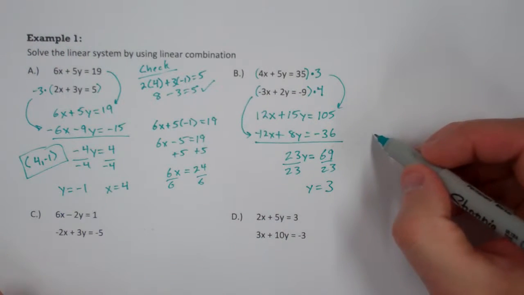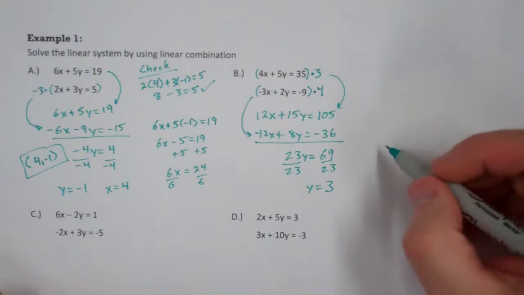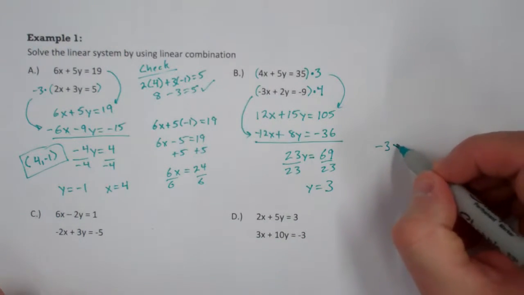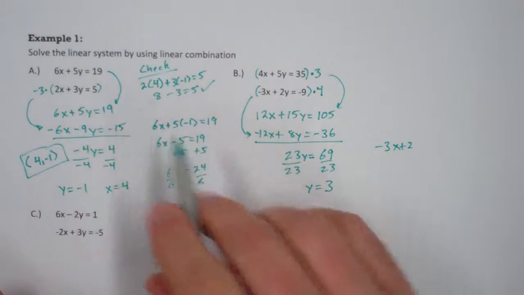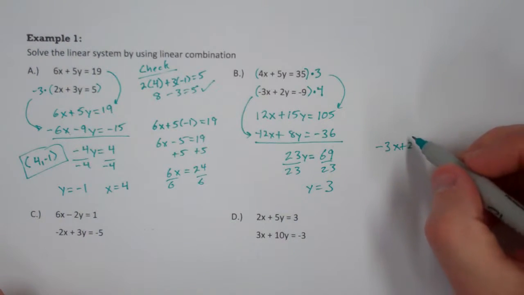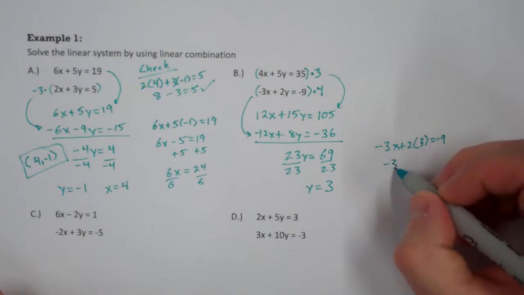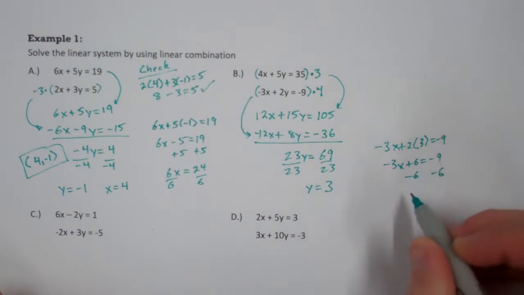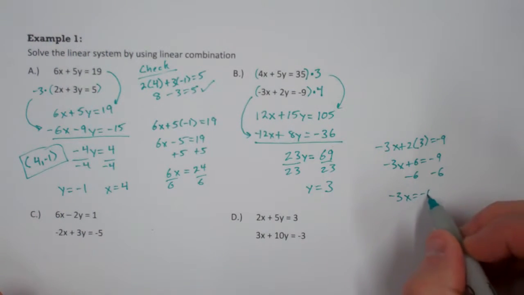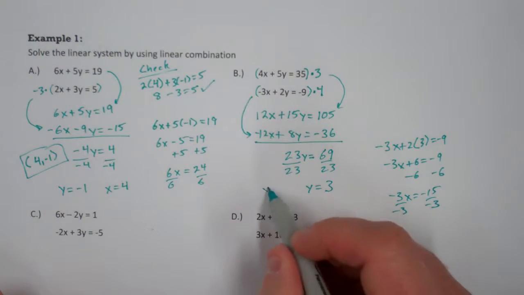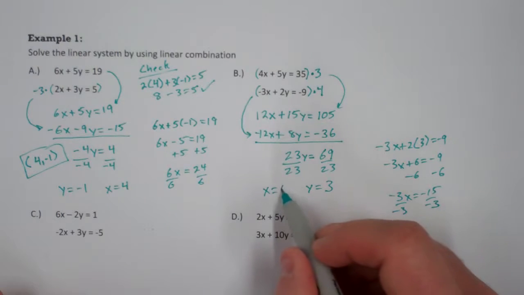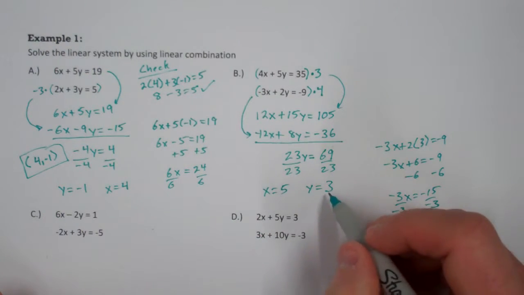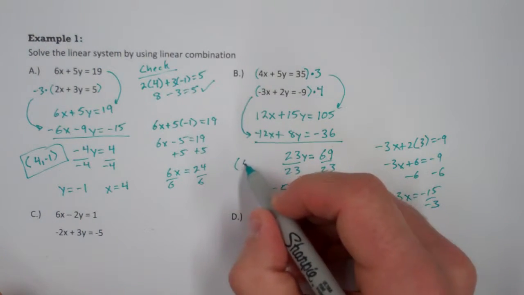To solve for x, you can pick either equation. I'll just arbitrarily choose the last one. I think we used the first one here previously. So we'll do 2 times 3 is equal to -9. We'll subtract 6 from each side and divide by -3, and we find x to be 5. So the solution to this one is 5, 3.